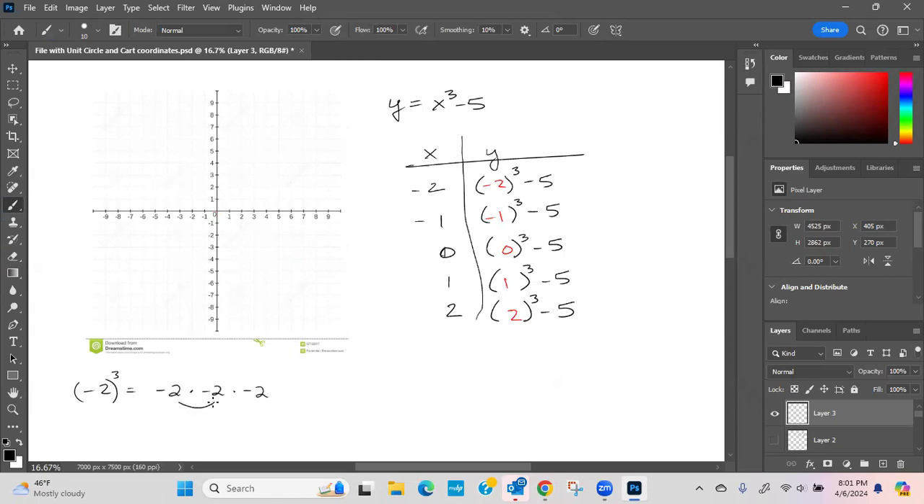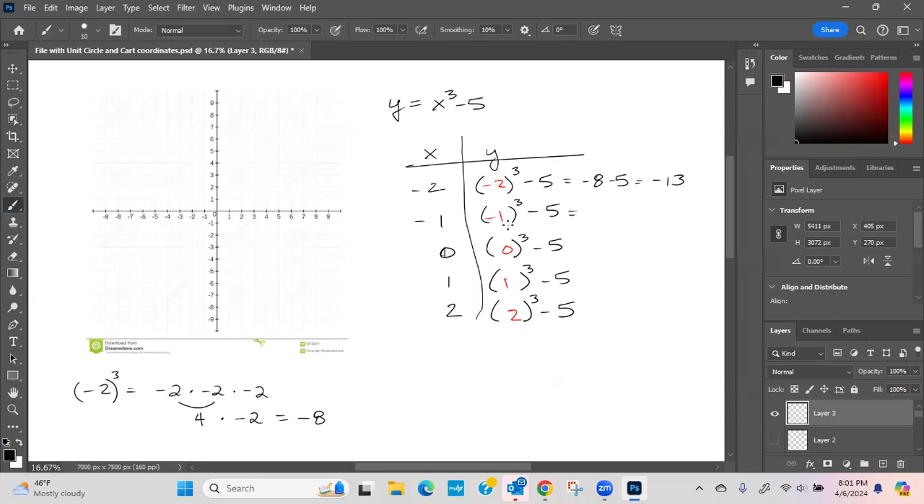Well, -2 times -2 is a +4. And we multiply that by -2. Now we have a positive times a negative, which is negative. 4 times 2 is 8. So -2 raised to the third power is -8. And -8 minus 5 is -13.